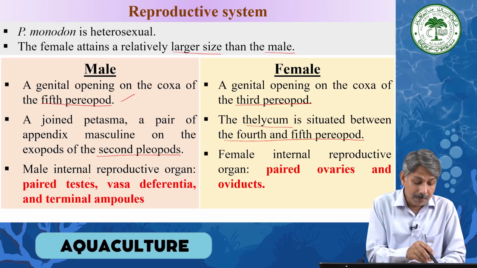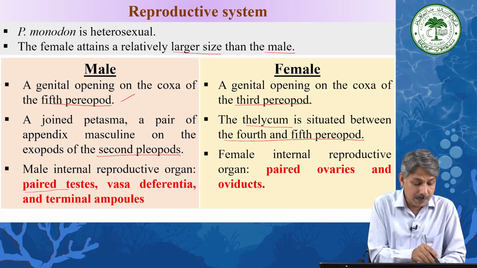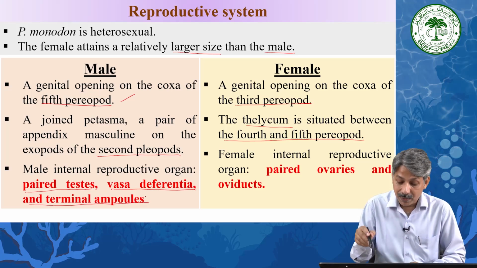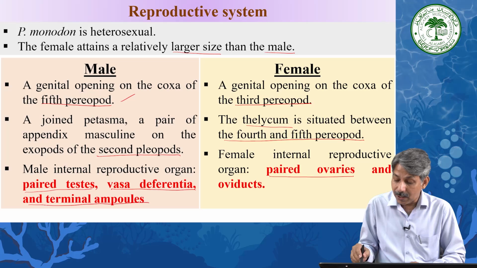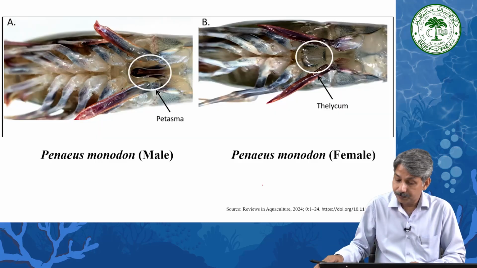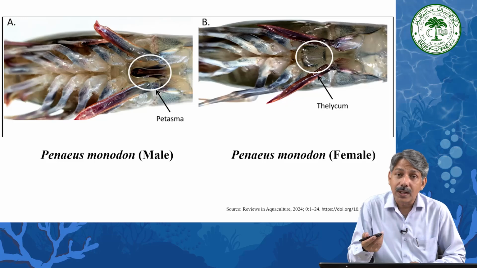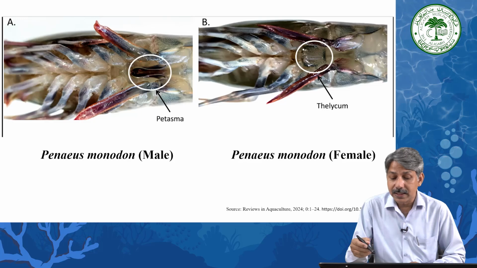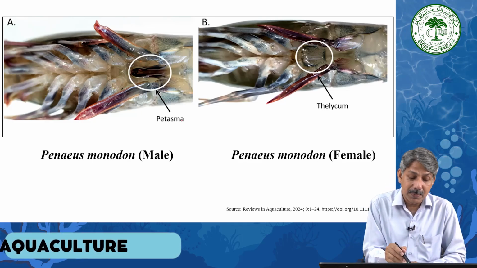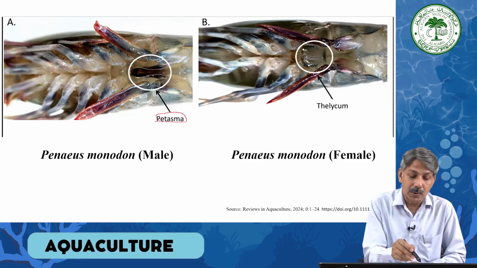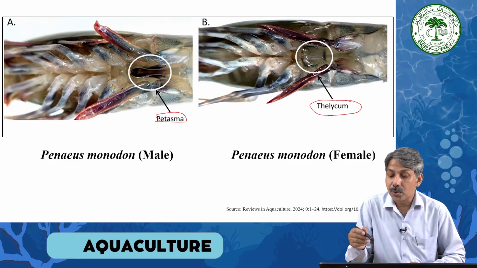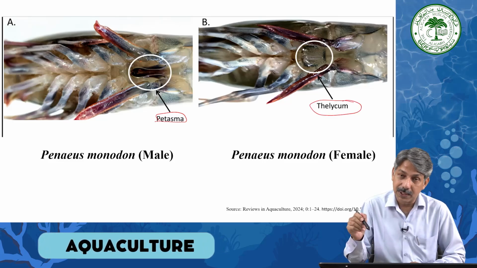of Penaeus monodon. The male internal reproductive organs are paired testes, vasa deferentia, and terminal ampoules. In females, they are represented by paired ovaries and oviducts. This is how the male and female openings look. In males, you can see the petasma, the male-specific structure. Here, the thelycum is shown in the female Penaeus monodon.